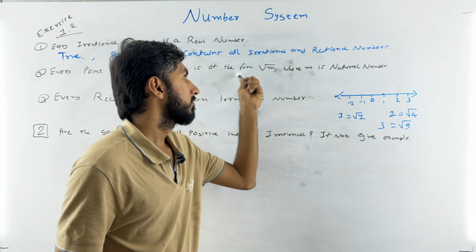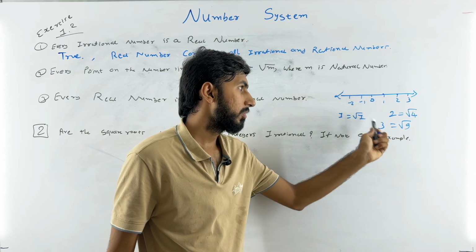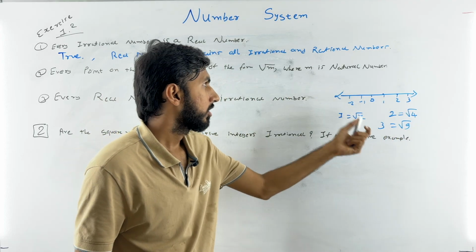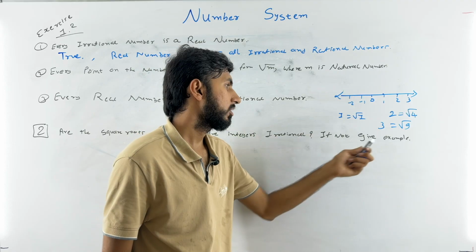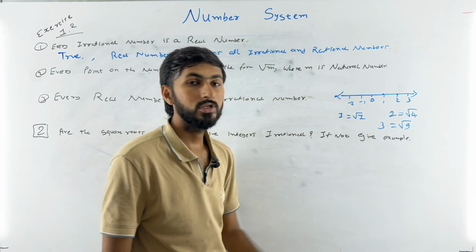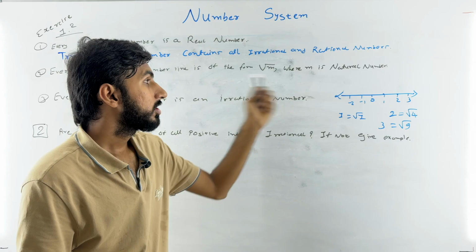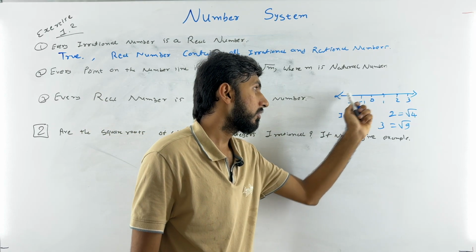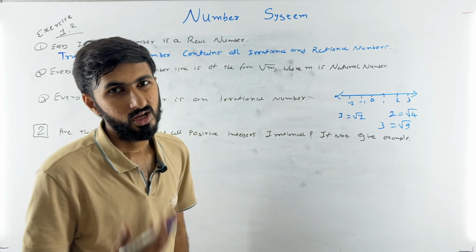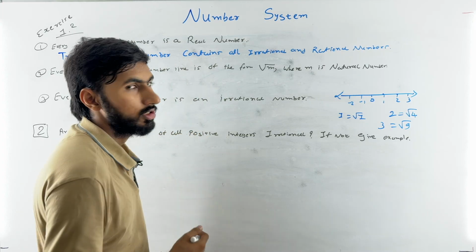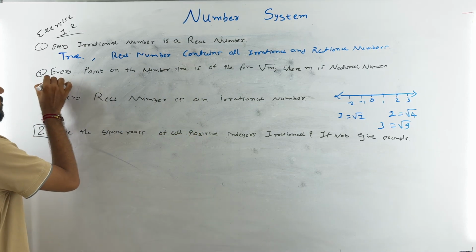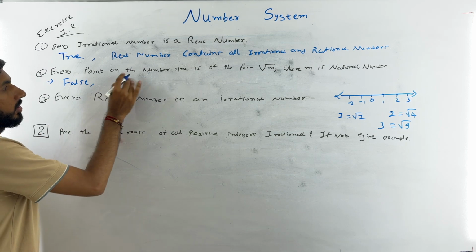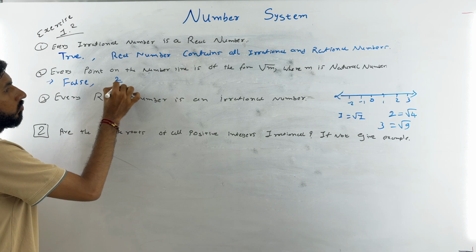So this statement says every point of the number line can be represented in the form of the square root of a positive integer, or the square root of a natural number. 9 is a natural number, 4 is a natural number, 1 is a natural number. Is this statement true? The statement says this for every point of the number line. Obviously this statement is false, because I have to give an example, and the example is, let me write, 2 by 3.